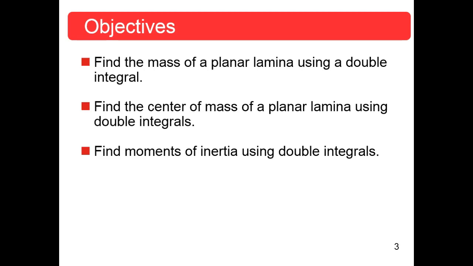Find the mass of a planar lamina. I don't know if y'all remember what they mean by a planar lamina. Planar means it's in a plane, and usually a lamina means it has a constant density. The problems I've seen here, they have variable density. So I guess they're still calling it a lamina, but most of the time I've always counted that as something with a constant density. We'll see. Using a double integral. So we're going to find the mass using a double integral. We also find the center of mass of a planar lamina using double integrals. And finally find moments of inertia using double integrals.